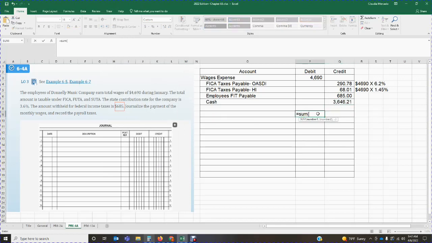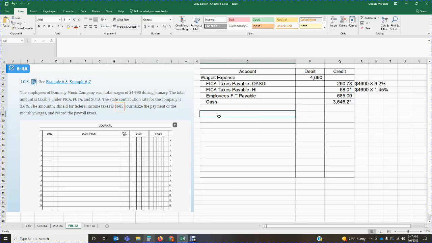Remember, what I like to do when I finish an entry is just make sure that my debits equal my credits. Okay, very important. Debits must equal credits. If they don't, then we have an error somewhere. Okay, so this is the recording of the payment of the monthly wages. We're going to debit our wages expense. We're going to go ahead and credit the different payable accounts for the taxes that need to be withheld from our employees' paychecks for OASDI, HI, and federal income tax. And then we're going to credit cash. We're going to take money out from our bank account so we can pay our employees the difference.